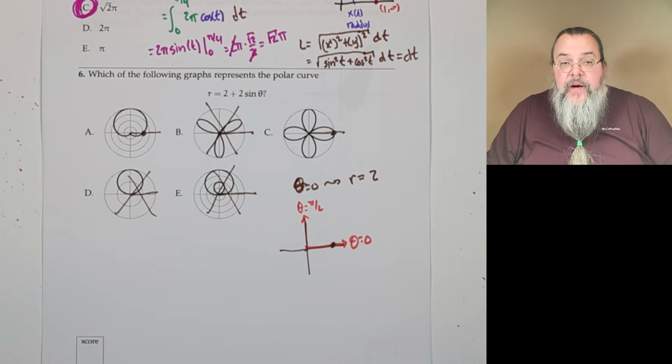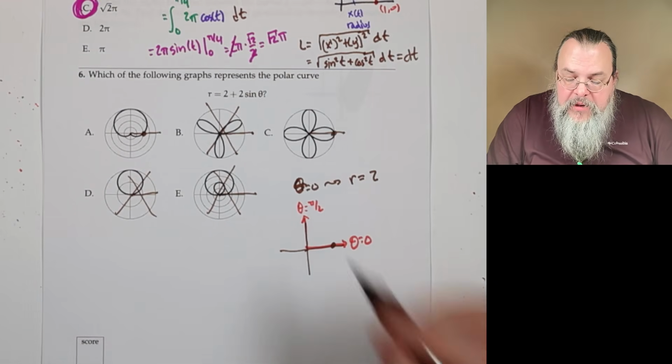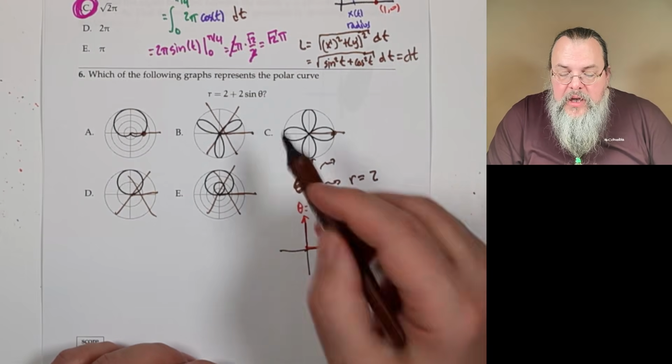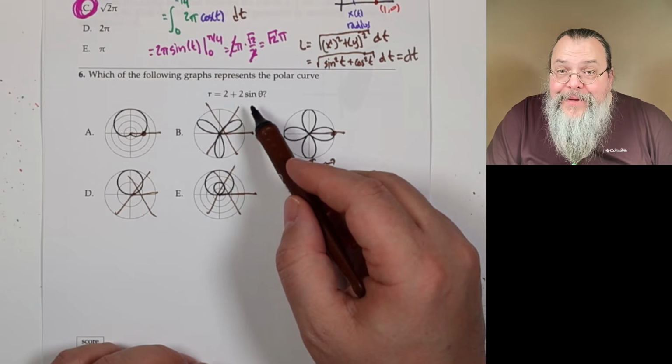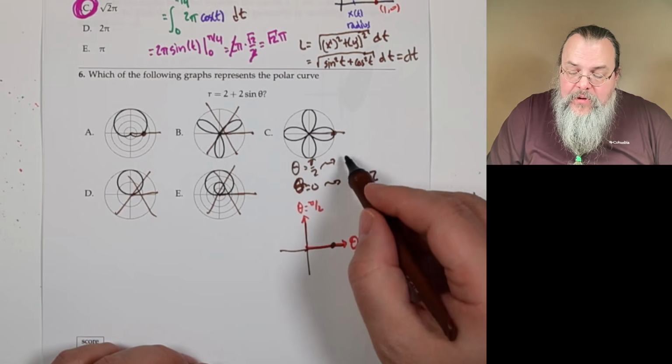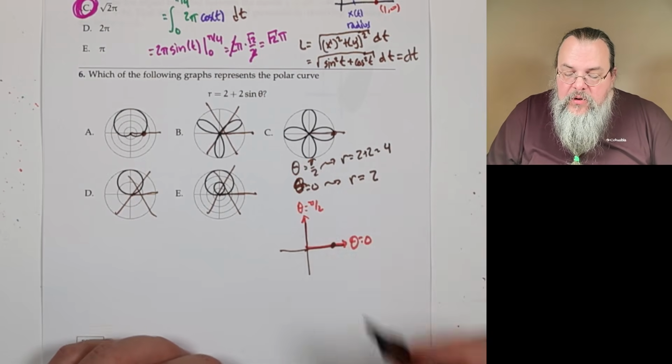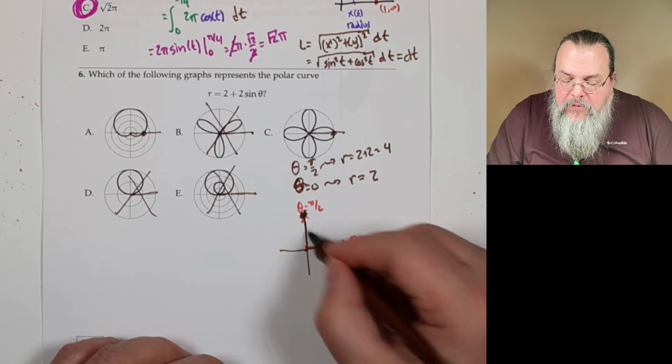Okay, so when we plug in pi halves, what do we get? Well, we're going to get 2 plus 2 times sine of pi halves. Sine of pi halves is 1. So this is 2 plus 2 equals 4. So that says we should have something 4 away.